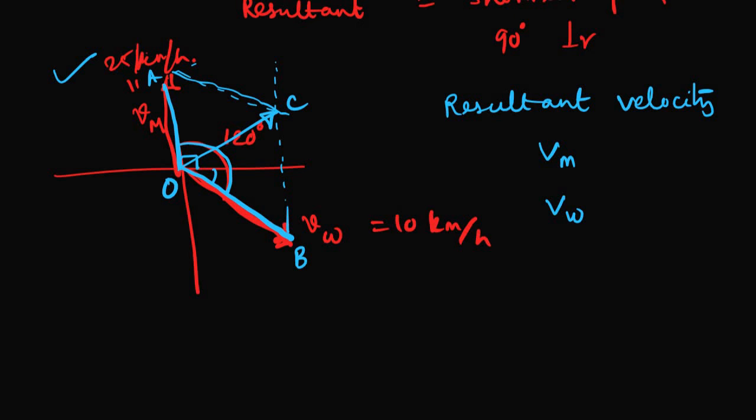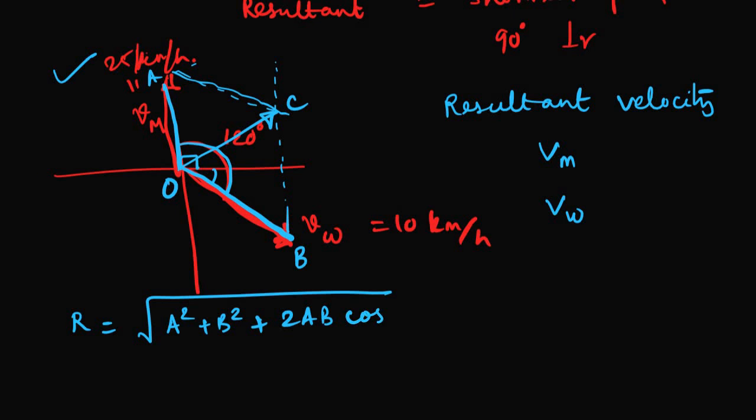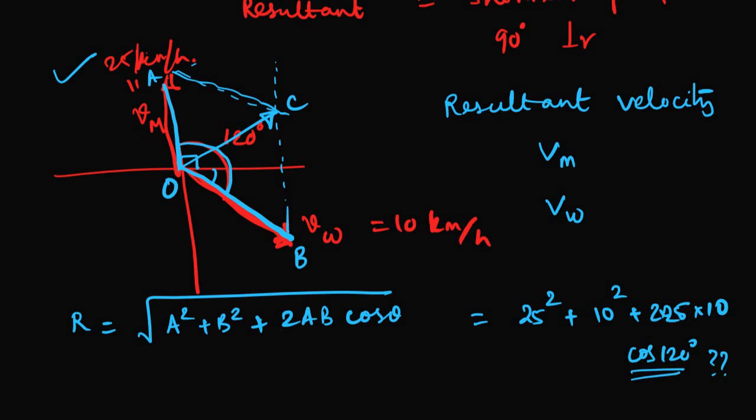So what I will do, I will simply find out what is R. What is R? That is the square root of a square plus b square plus 2ab cos theta, isn't it? And what is a square? A square is given as 25 square, plus 10 square, plus 2 into 25 into 10 cos 120 degrees. What is cos 120 degrees? You must be knowing it. I am leaving it to yourself and you should find out the square root. The answer would be 21 km per hour.